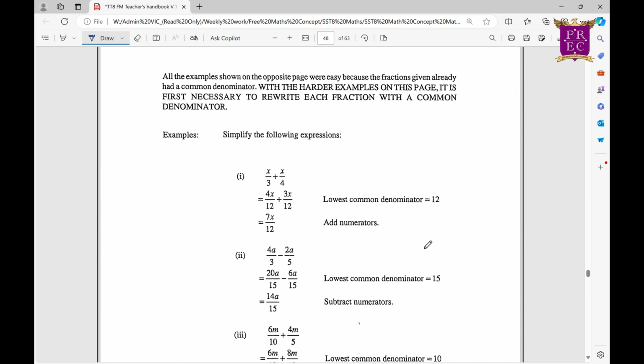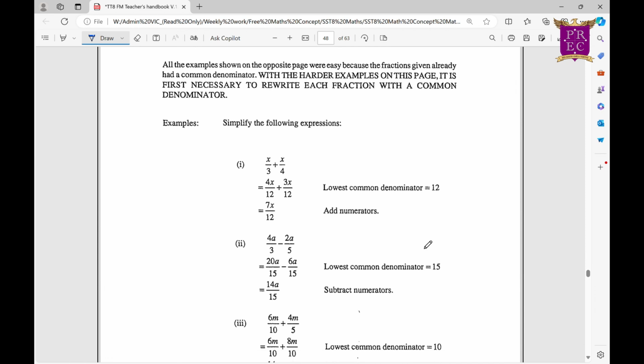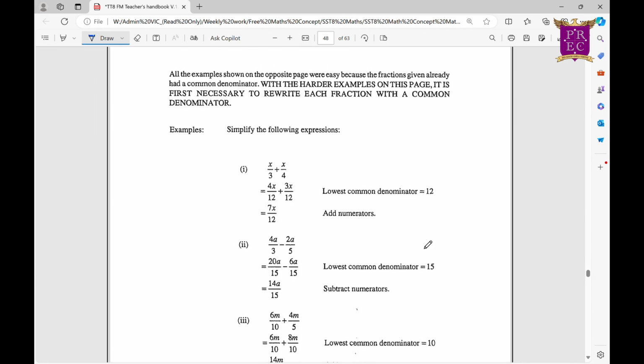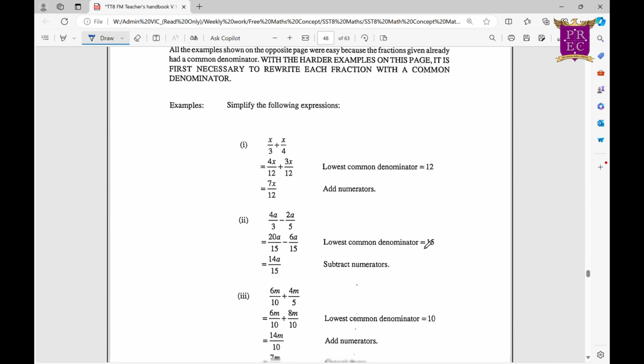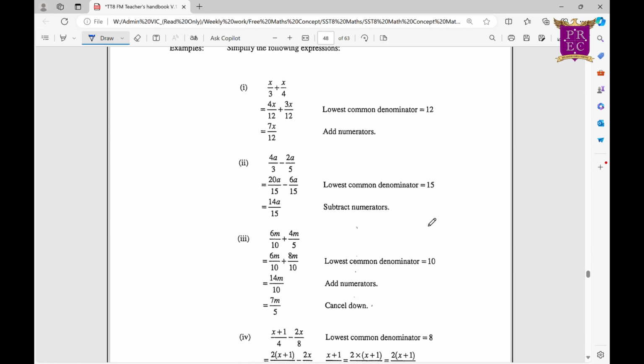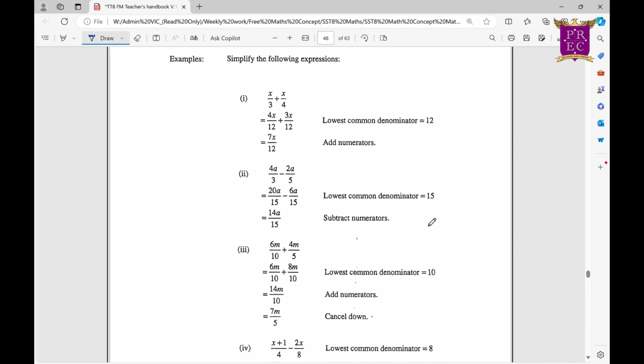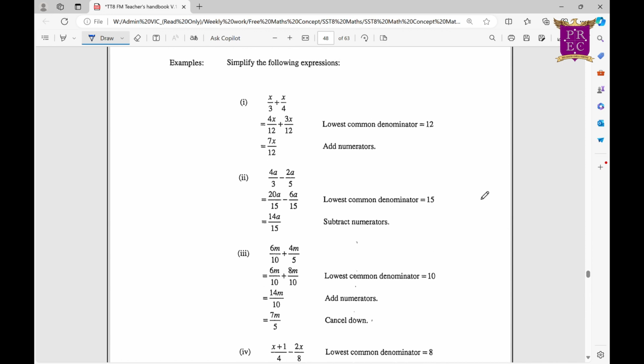Okay, and now they give us some examples on how to add and subtract fractions that don't have a common denominator, and it is quite simple. I'll see which example is. Okay, so let's try with this example.